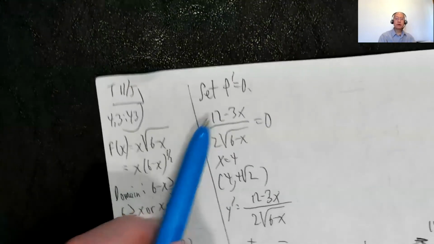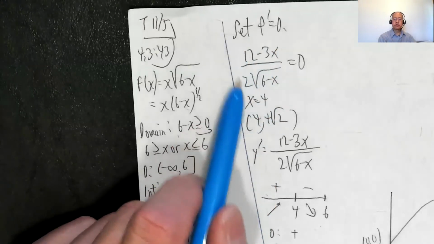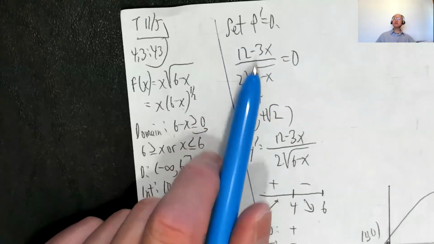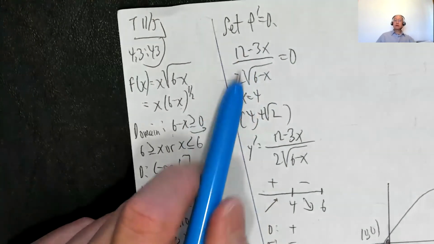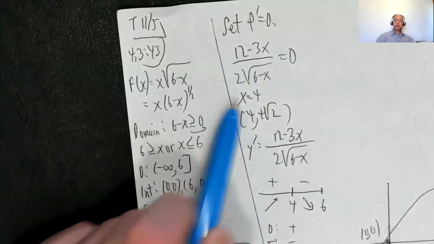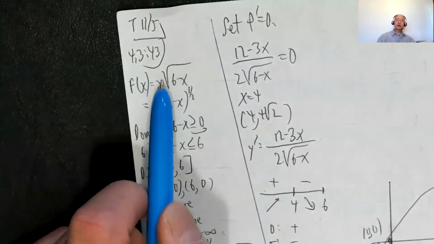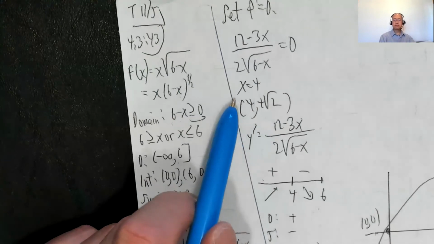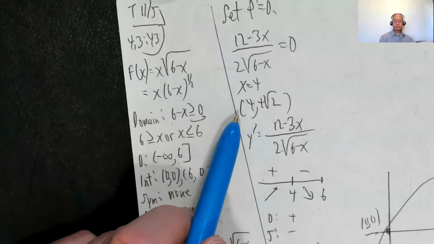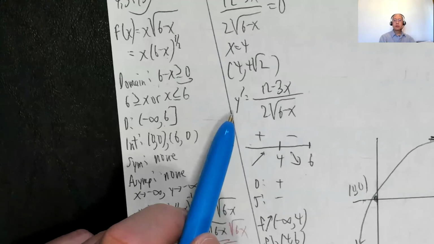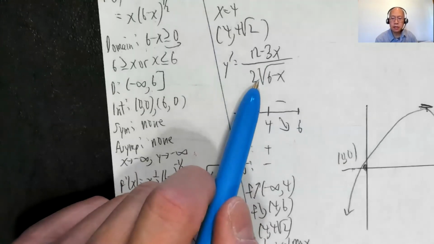Okay, set f prime equal to 0. Here's the first derivative. When is a fraction equal to 0? When the top is 0. So that's going to be x equals 4. So plug in 4 here and here. 4 comma 4 radical 2. Okay, y prime comes out to be this.